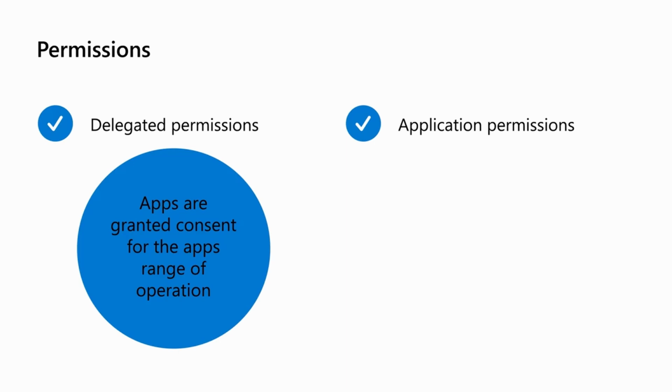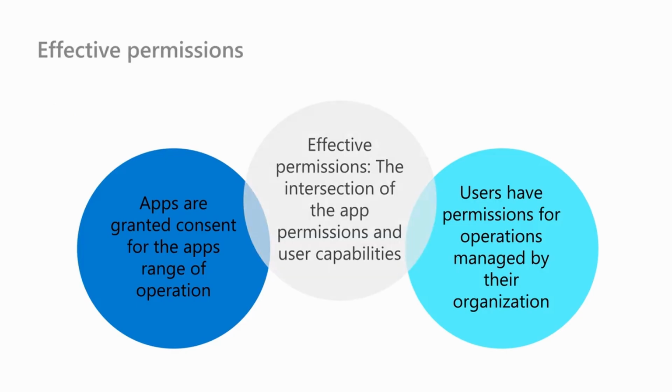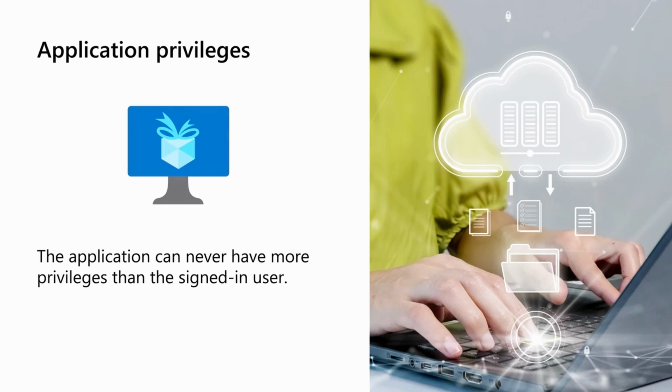This doesn't give permissions to the application. Instead, the user is simply allowing the application to act on their behalf using their permissions. Application permissions are used by applications that run without a signed-in user present. Effective permissions are the intersection of the delegated permissions, which have a signed-in user present, and the application permissions, without a signed-in user present. Effective permissions are the permissions that your application will have when making requests to the target resource. Remember that the application can never have more privileges than the signed-in user.